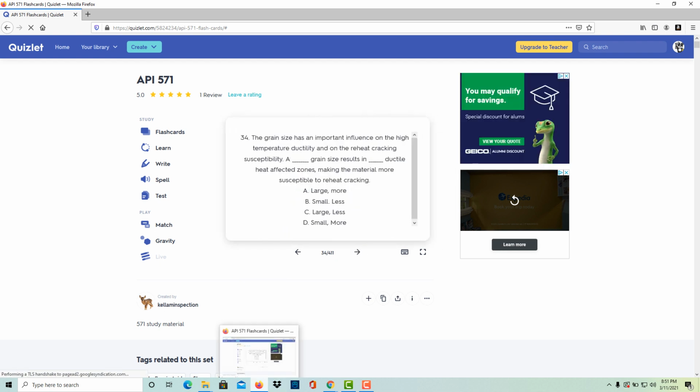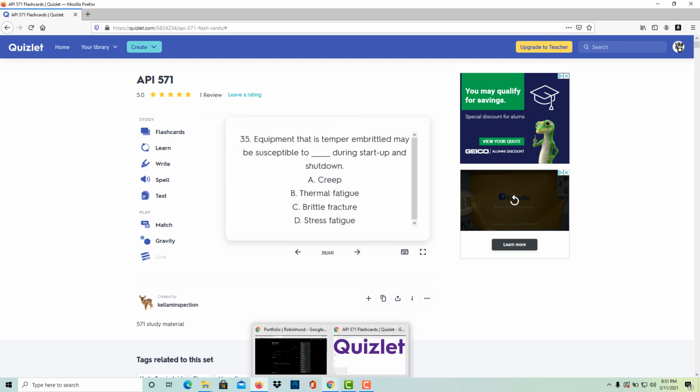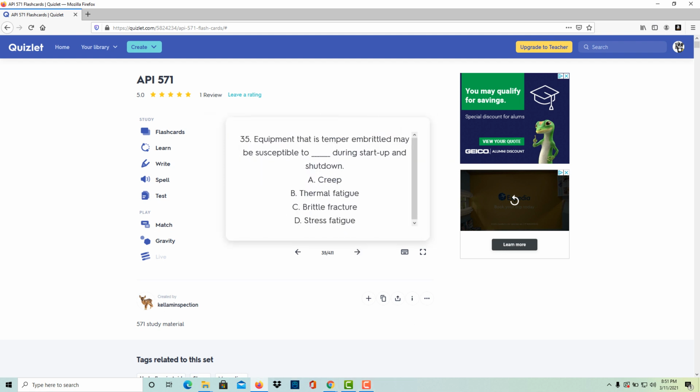Okay. The grain size has an important influence on high temperature ductility and on the reheat cracking susceptibility. A large grain size results in less ductile heat affected zones. C. Large, less ductile. Equipment that is temper embrittled may be susceptible to brittle fracture during startup and shutdown.